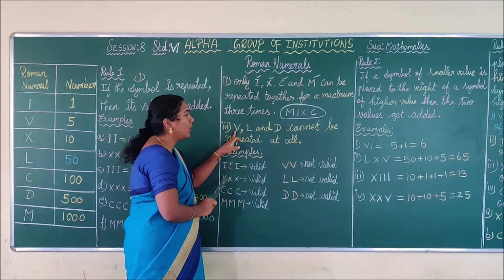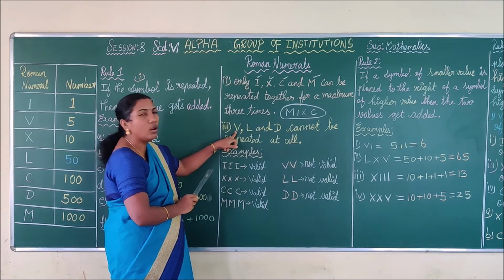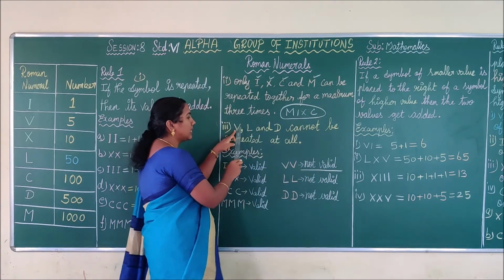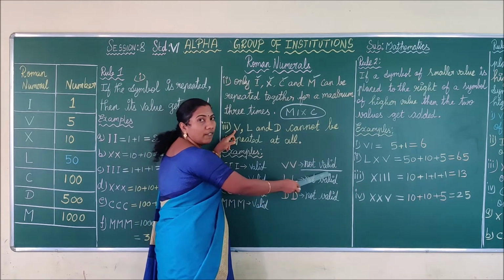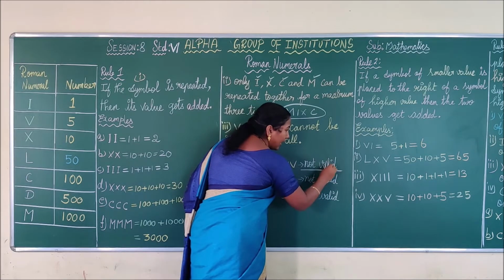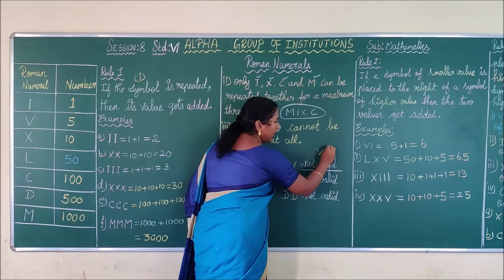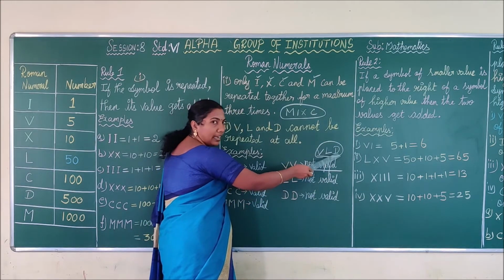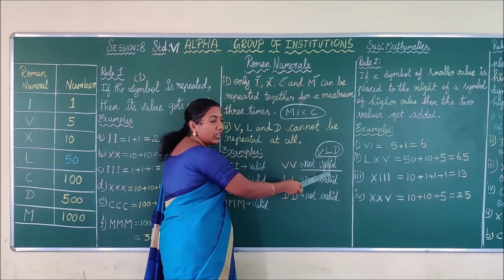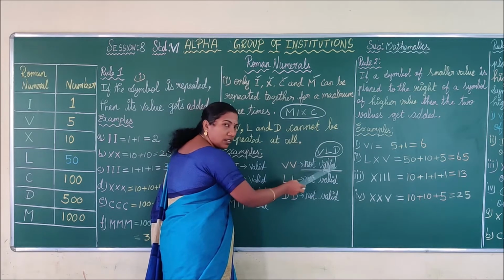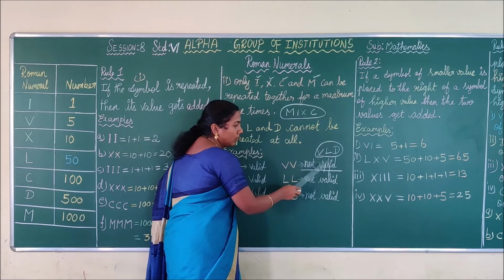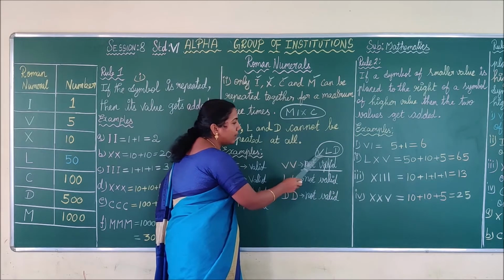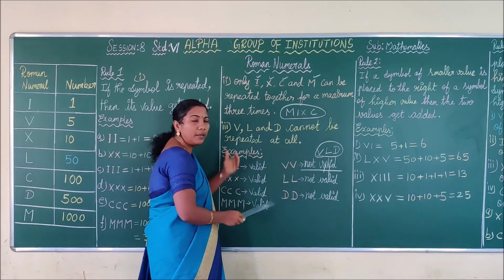And I also give a clue word for this rule. See here, VV. They are repeating the symbol V, so this is not valid. See here, not valid. Strike out the A and the I. What are the remaining letters? V, L, D. Thus, if you repeat the symbols V, L and D, it is not valid. Do you remember, children? Remember the words not valid and strike out A and I. You get V, L and D. You should not repeat the symbols V, L, D together. If you repeat them, it is not valid.